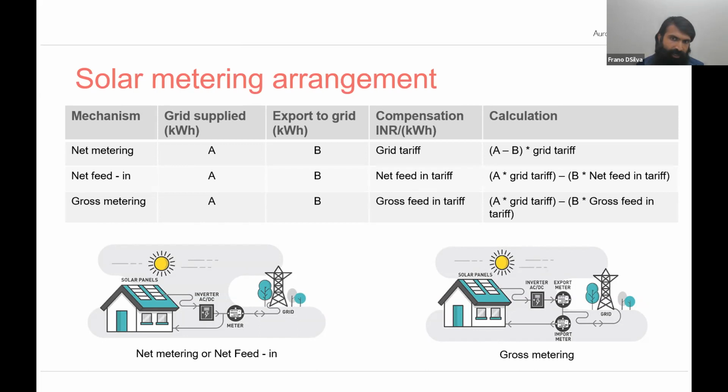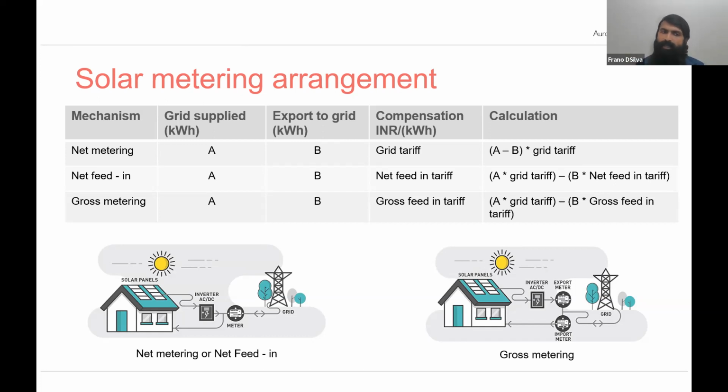In gross metering, the gross solar energy that is generated from your solar system is directly fed into the grid, and the energy accounting in gross metering is done by calculating all the gross solar energy that is generated with a fixed gross feed-in tariff, again set by TNERC.